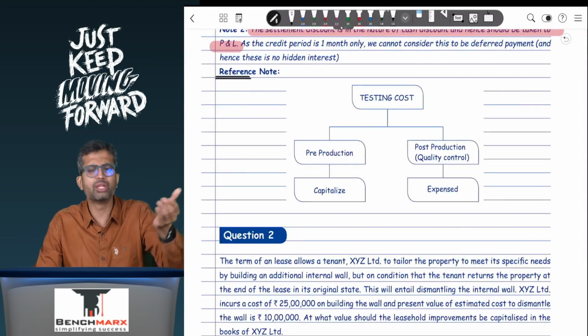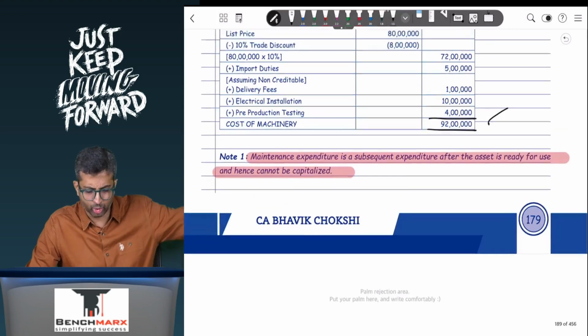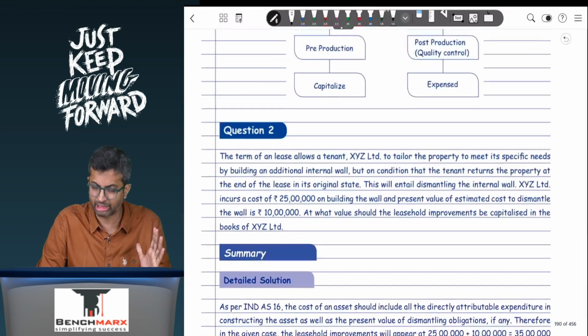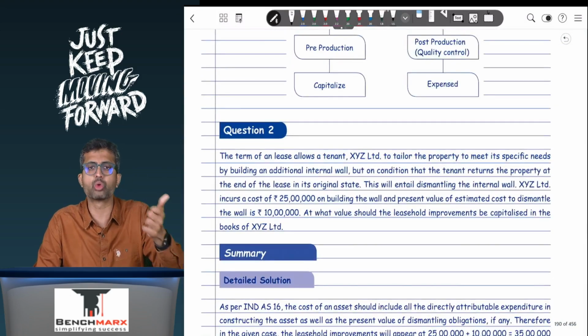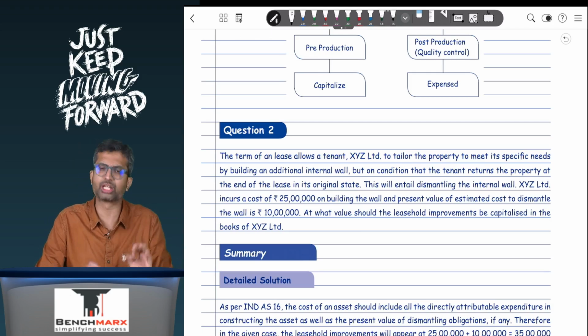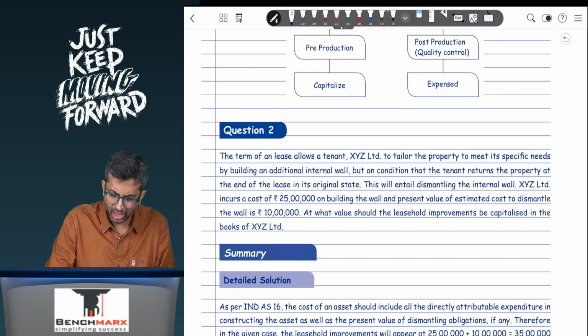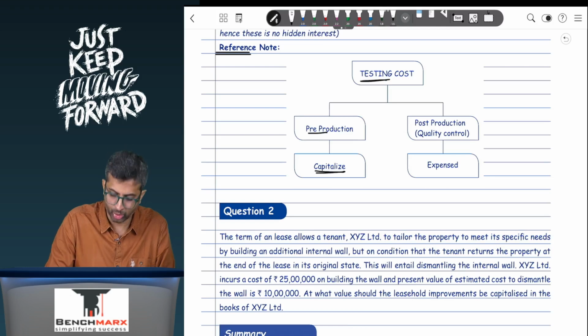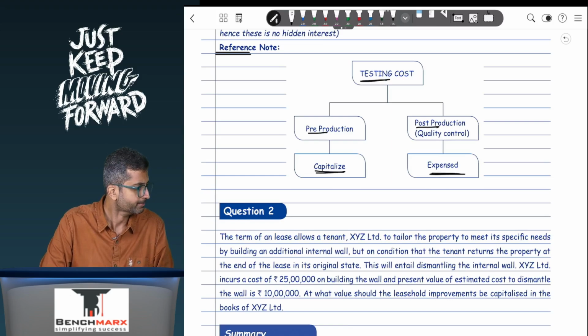Generally, if a particular item is taken in the calculation, you don't have to explain anything, but if it is not taken, you'll have to explain in a note why you have not taken it. So you'll explain that cash discount is taken to P&L and hence not subtracted. Maintenance expenditure is subsequent expenditure and hence not taken. This is a reference note. Testing cost, if it is pre-production, you would capitalize like over here. If it is post-production like quality control, you will expense it like over here.